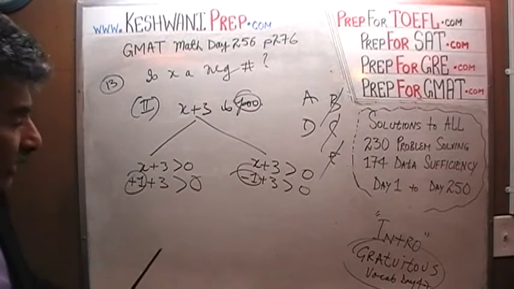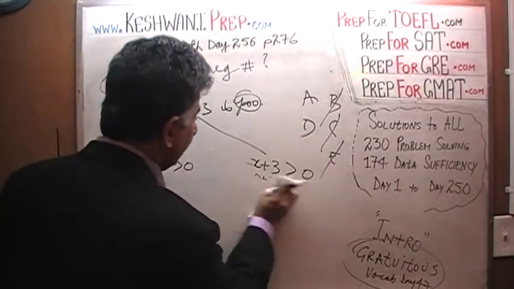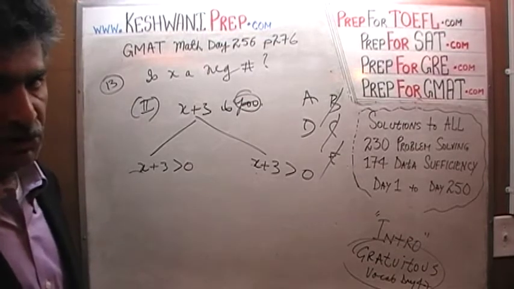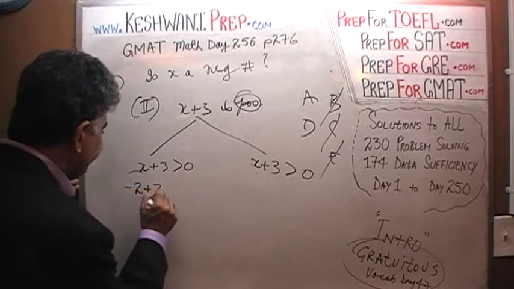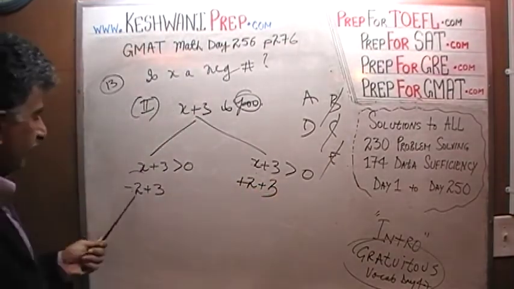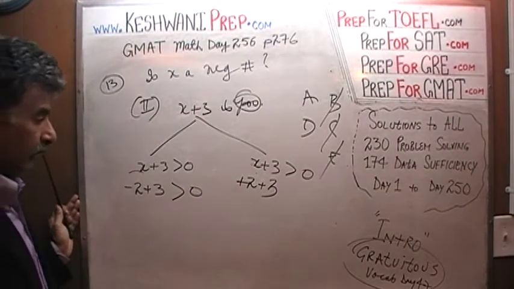We could have done it with 1, we could have done it with 2. X could also be, of course, there are infinite possibilities. Nowhere in the problem does it tell us that x has to be an integer. I'm just doing integers to keep our life simple. But x could be negative 2, or x could be positive 2. Negative 2 plus 3 is again more than 0, and so is this one.